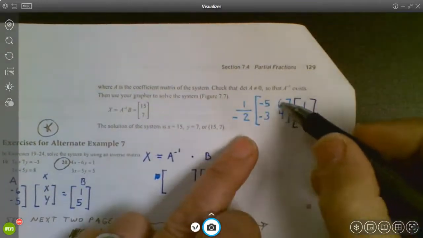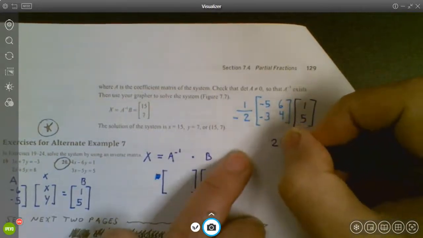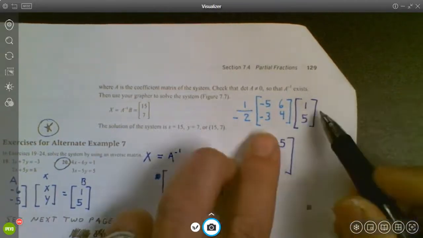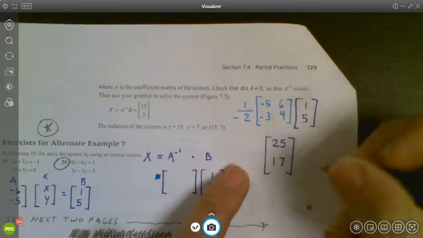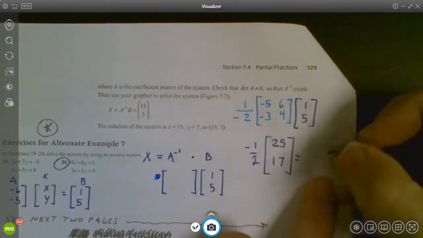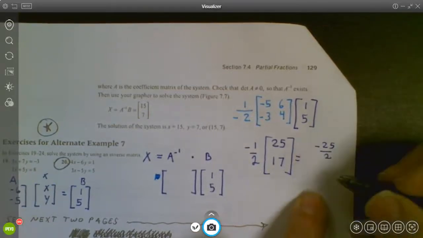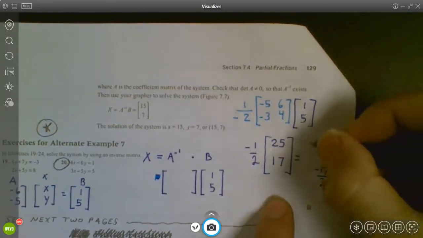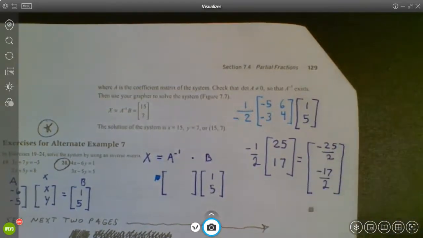So I'm going to do this row times that column, so -5 plus 30 and -3 plus 20. And now I'm going to bring in this -1/2. So I get -25 over 2 for my x and -17 over 2 for my y. And so that way I can save the fraction till the end, and it's way easier. So anyway, there's our solutions.